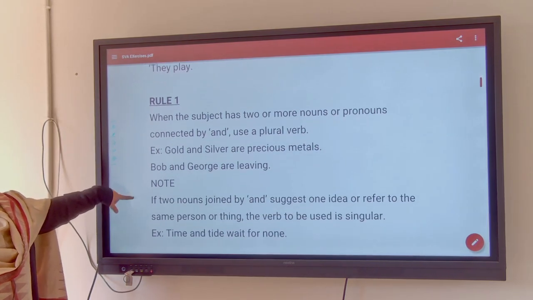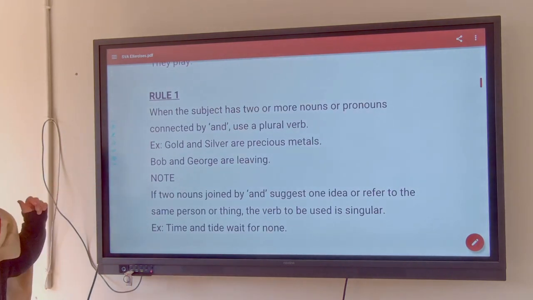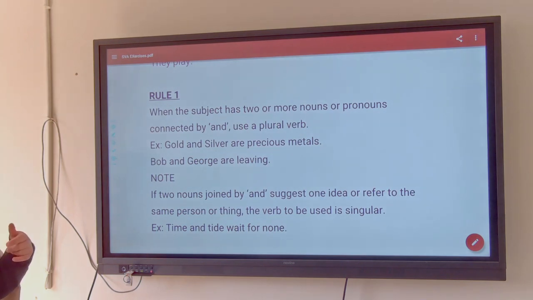Let's talk about the first rule. The first rule says, when there are 2 or more subjects, for example, 2 or more persons in a sentence, let's say Bob and George, they are 2 boys. When we're talking about 2 subjects, we always connect them with a plural verb, which is are. One is is and another is are. But when we're using 2 persons, we will use are. So Bob and George are leaving.